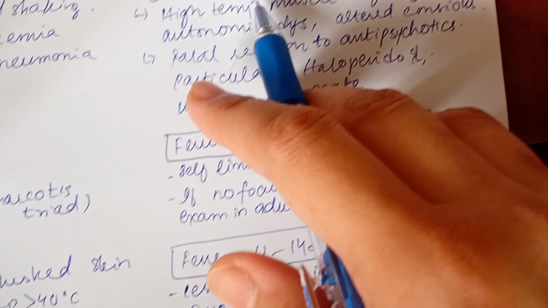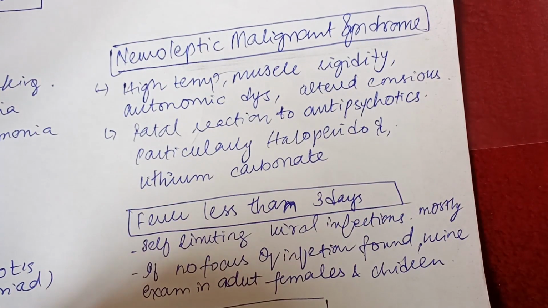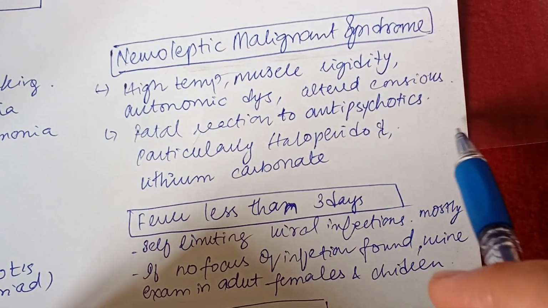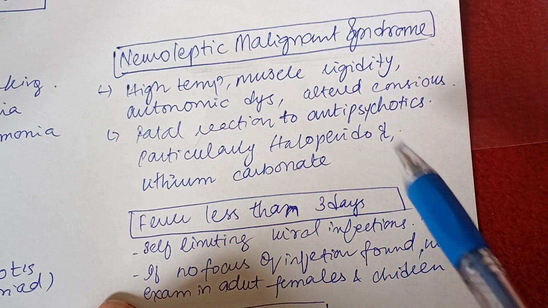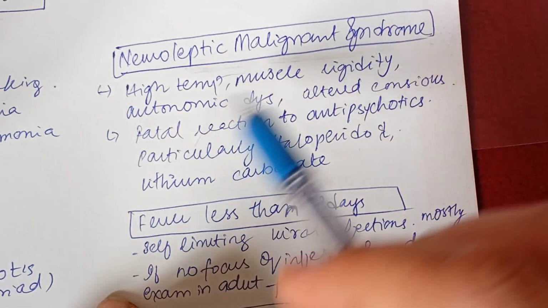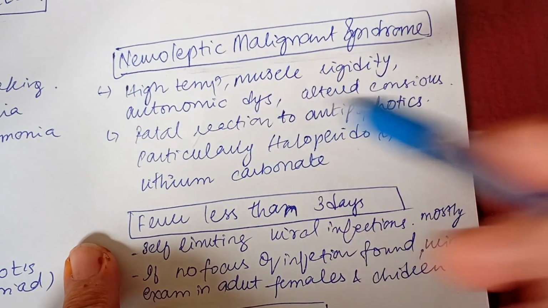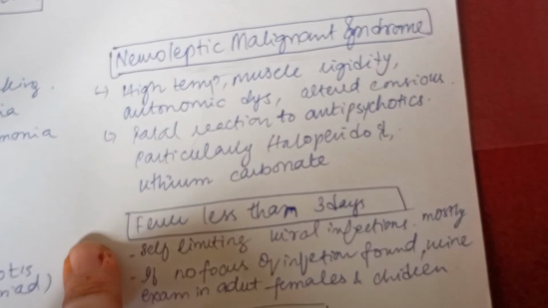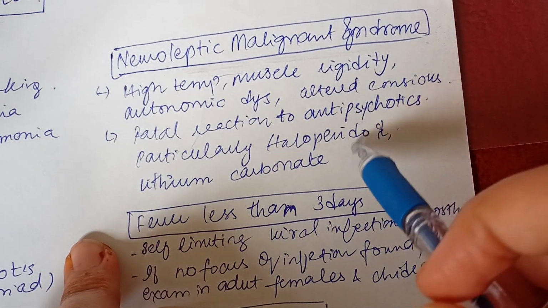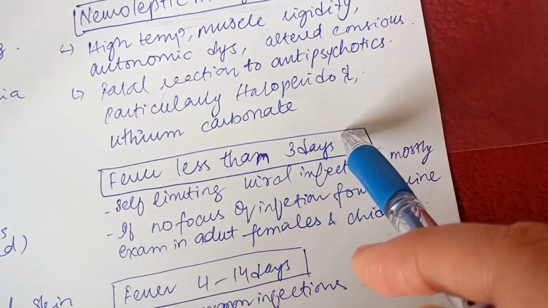Then we have neuroleptic malignant syndrome. It is seen in patients who are on antipsychotics, especially haloperidol and lithium carbonate. The symptoms are high temperature, muscle rigidity, autonomic dysfunction, and altered consciousness. It is a fatal reaction to antipsychotic drugs. The drugs should be immediately stopped in neuroleptic malignant syndrome.